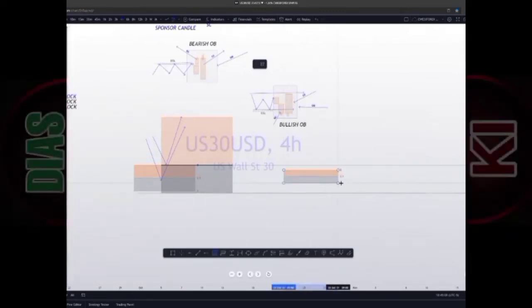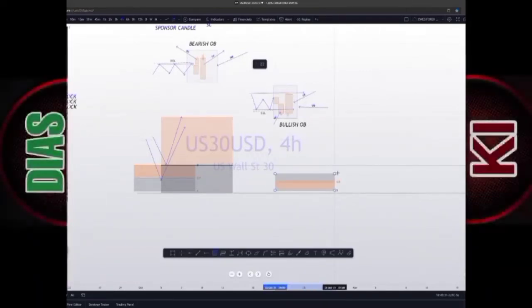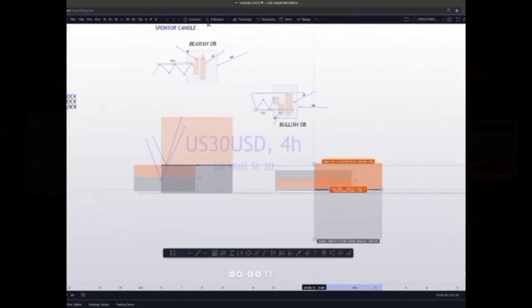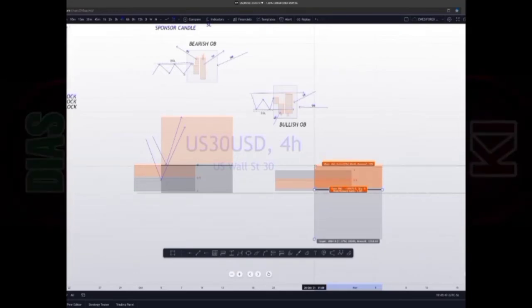When it comes to the bearish market also, we have this. Okay, so you can either choose to have your entry here or here. The stop loss is just a little above the 100%, shouldn't be that far.